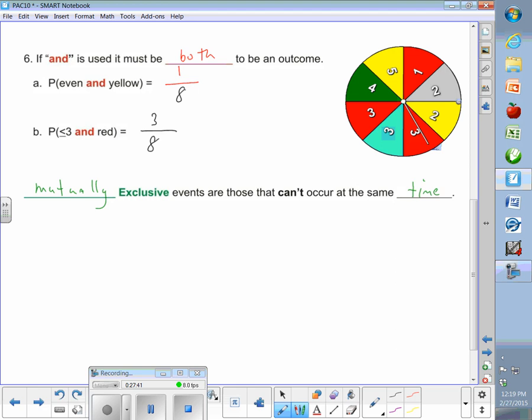Now, could our girls team win the game today and also lose the tournament? Yes. Will that happen? No, but that's not mutually exclusive. Mutually exclusive events are those that can't occur at the same time. Any questions? Any questions? Anybody? Jack?